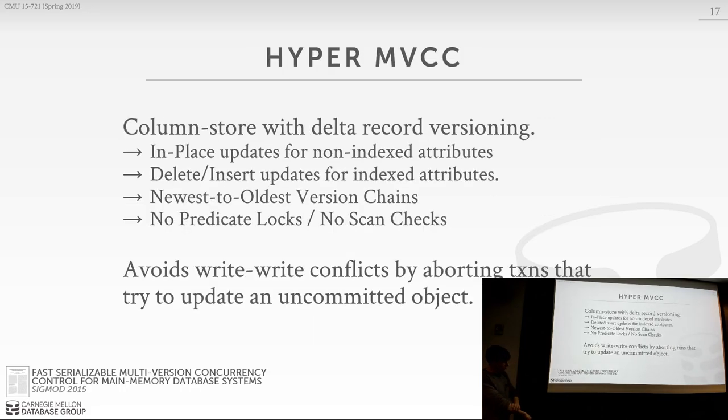So this is what HyPer does. As I said, HyPer is what our system is currently based on. We threw away all the code, and we took this paper you guys read and actually built our system to be very similar to it. So it's going to be a column store MVCC system that supports delta record versioning. They're going to use newest-to-oldest version chains.